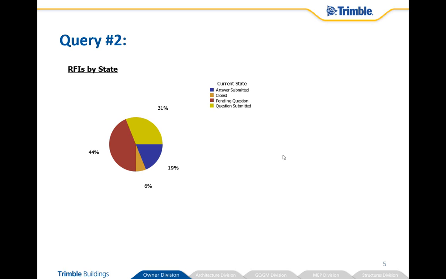Okay, for our next query, we're going to add some visual elements using a very similar data structure to the one we just built, i.e. the RFI schema. So what I'm going to show you is how to create a pie chart that will show the RFIs by workflow state.